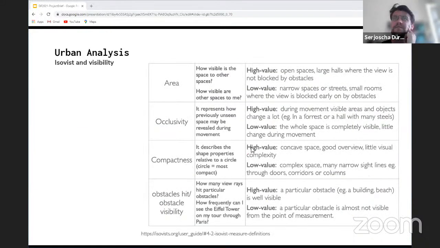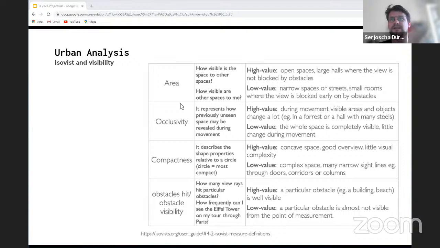Here's another overview of the four different KPIs associated with isovist and visibility analysis. I think it's a good idea, if you come up with your own KPIs, to go in the same direction. Try to ask questions. What does it answer for you? For instance, the area indicator says how visible is space to other spaces, or how visible are other spaces to me. And also think about what a high value means and what a low value means, and so forth.